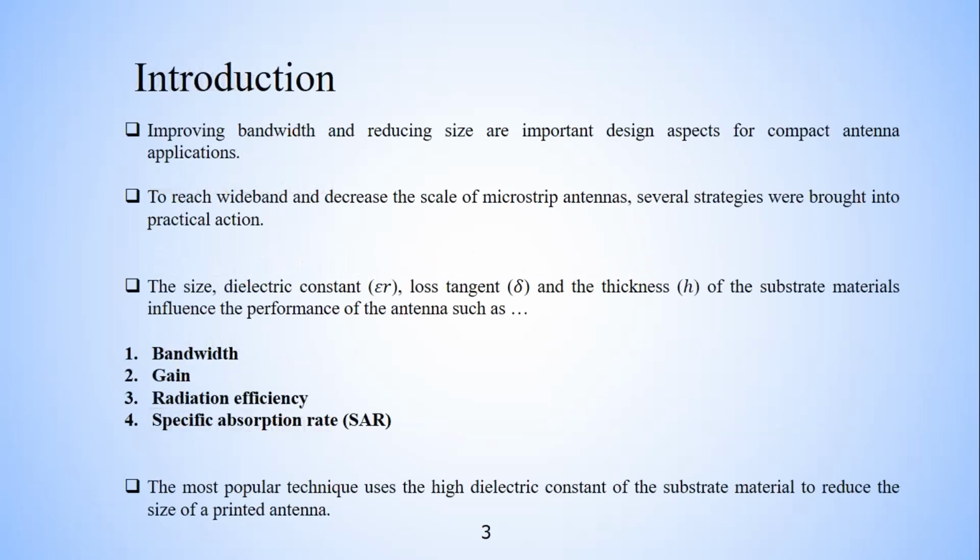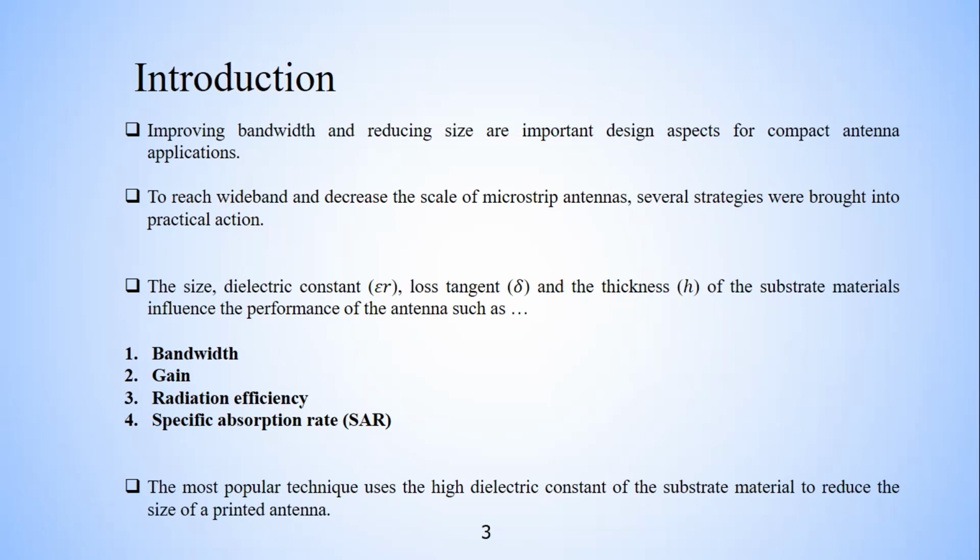Firstly, a brief introduction. Improving bandwidth and reducing size are important design aspects for compact antenna applications. In this slide, in order to reach wideband and decrease the scale of different microstrip antennas, there are several strategies we have to take into consideration. We always consider the size, dielectric constant, loss tangent, and the thickness of substrate materials. These kinds of factors affect the performance of the antennas.